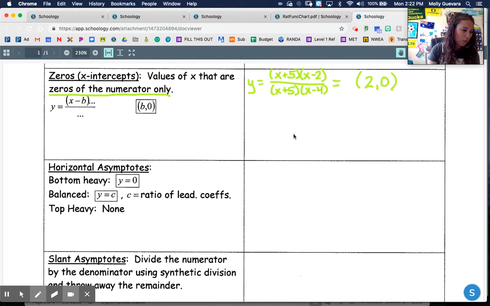Hopefully that makes sense. Something that's a 0 of the top only. Okay, moving on.